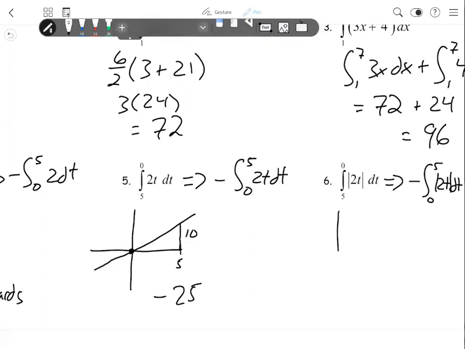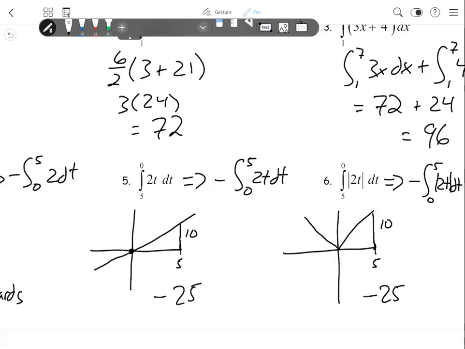And then on this one, I'm also going to sketch a quick graph. The absolute value function makes a V at the origin, and I am going from 0 to 5. So this is just like the last one. I'm going to have a triangle with a base of 5 and a height of 10. And so the value of this area will also be 25. But since I reversed the bounds, I have to make this negative. So this one is equivalent to negative 25 as well.